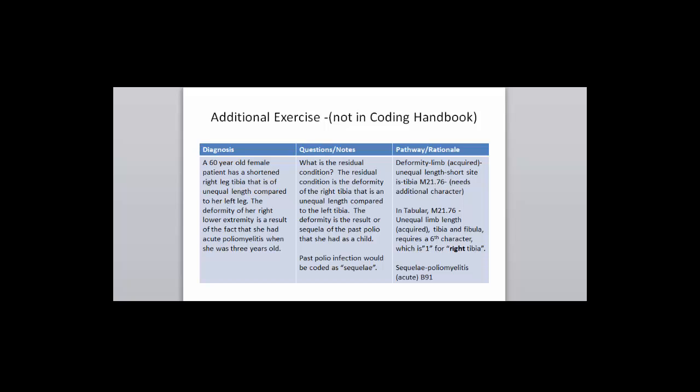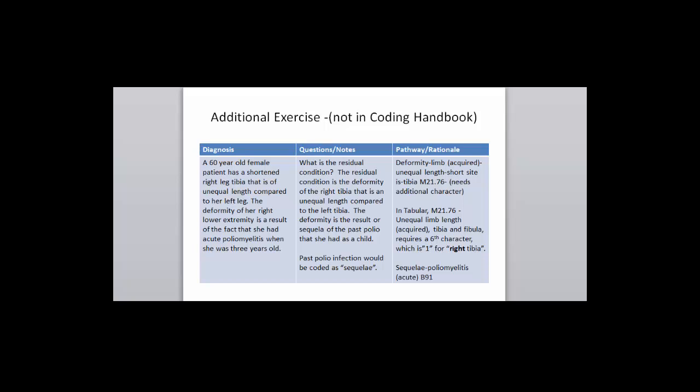In this scenario, a 60-year-old female patient has a shortened right leg tibia that is of unequal length compared to her left leg. The deformity of her right lower extremity is a result of the fact that she had acute poliomyelitis when she was 3 years old. So what is the residual condition in this case?